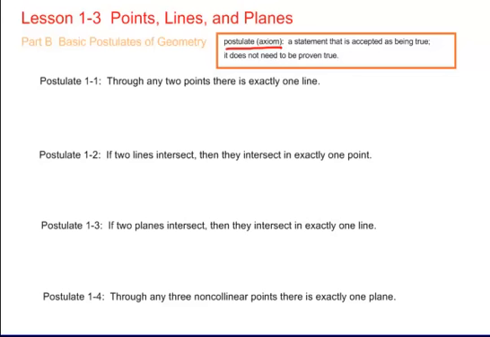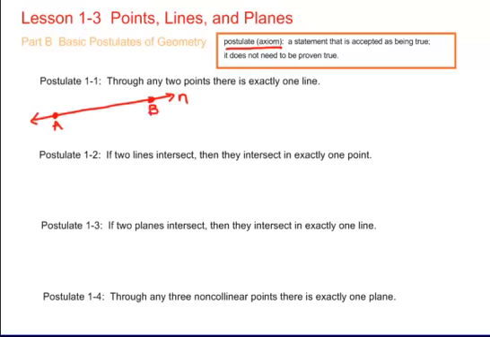Postulate 1-1 says through any 2 points there is exactly 1 line. So what I'm going to do is draw 2 points, and I can draw the 1 line going through those 2 points. Don't forget the arrows on the ends of your lines. So through those 2 points I did indeed draw a line. Now one thing I did not mention in our last video is that you can name a line also by 1 lowercase letter. So I'm going to choose to name this line N, and I'm going to use points A and B as my 2 points.